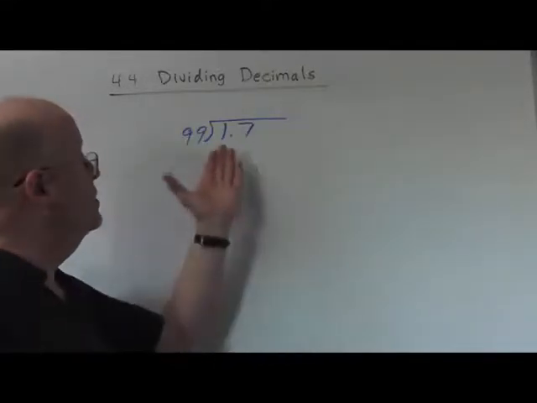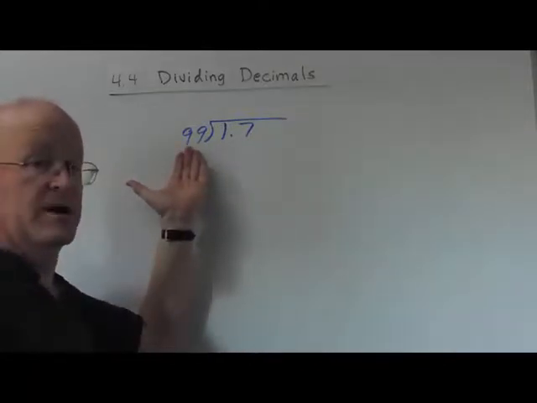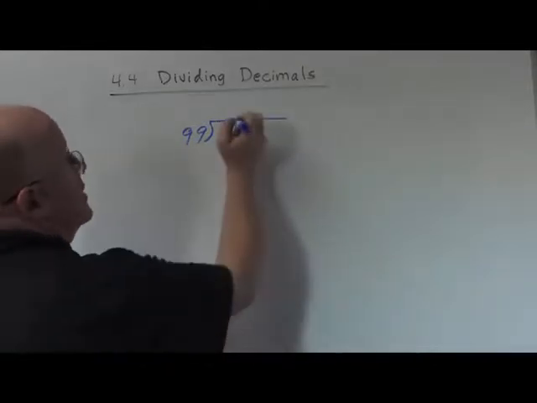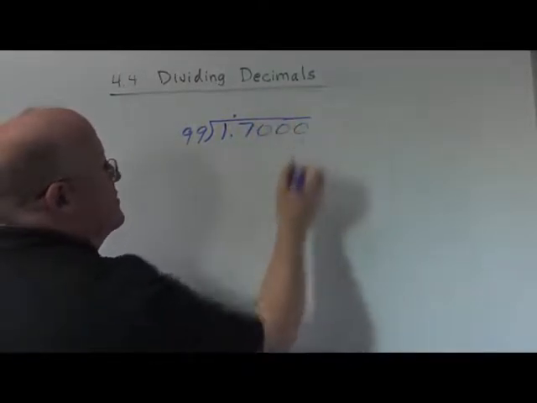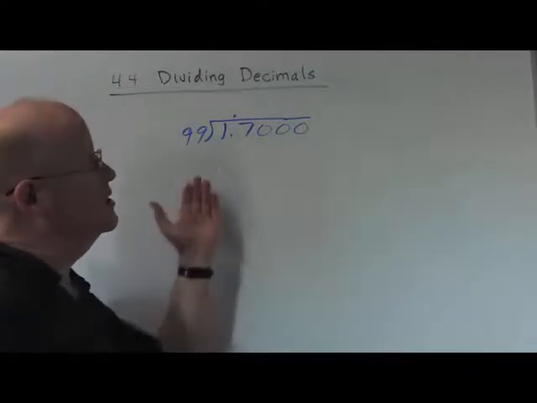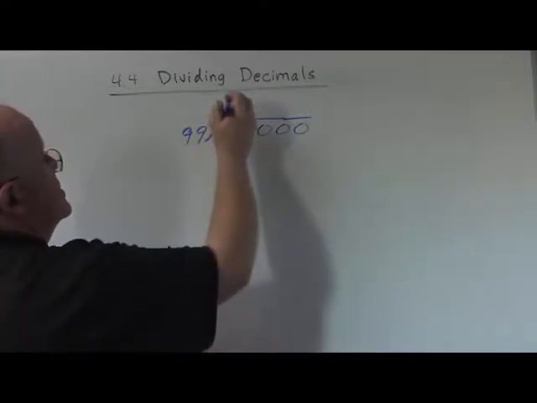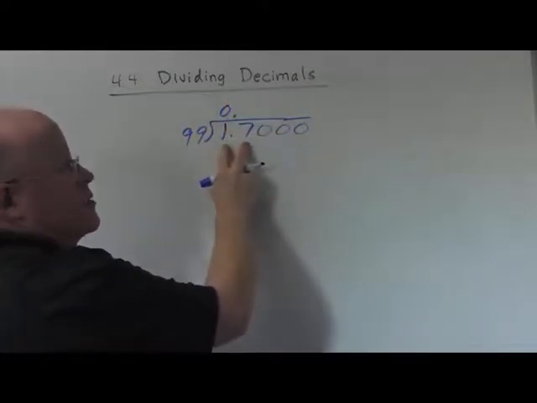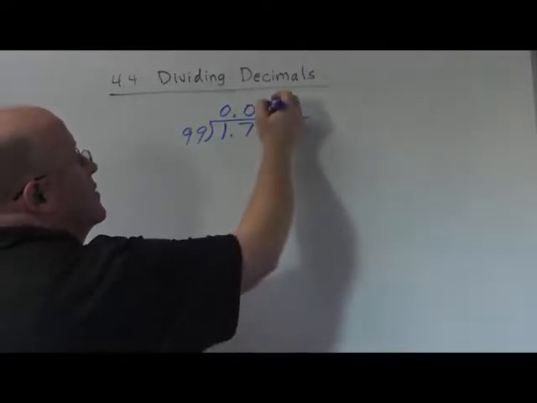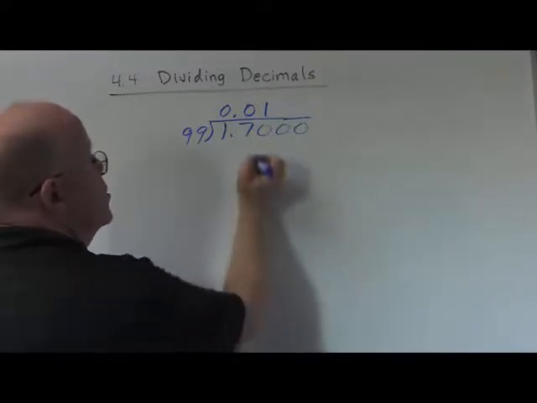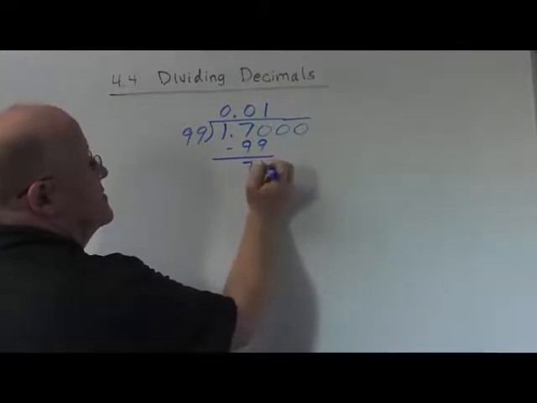Now let's try 1.7 divided by 99. 99 is a whole number already, so I don't have to move the decimal at all, other than straight up. And I'm going to put a couple zeros in here because I don't know how many I might need. And we begin the questioning process. How many times does 99 go into 1? And the answer is, it doesn't. How many times does 99 go into 17? The answer is, it doesn't. 170? Okay, there we go. It goes in 1 time. 1 times 99 is 99. We will subtract and get 71.